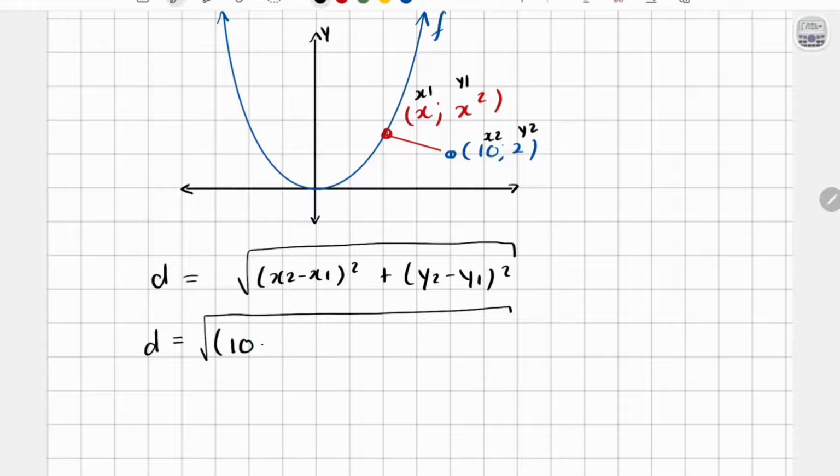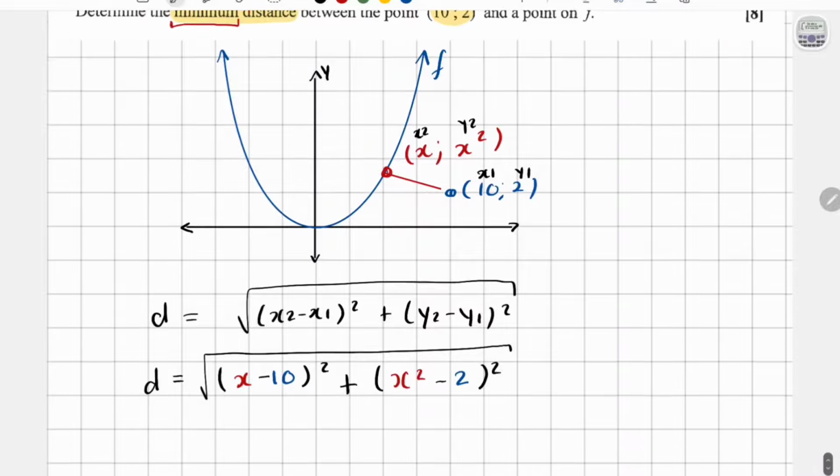So that's 10 minus x all squared. Honestly, I want the x to be first. I'm going to change that to x1 and that one x2. Okay, so that means this is now x2, which is x minus 10 all squared, plus y2, which is the x squared minus 2 all squared.